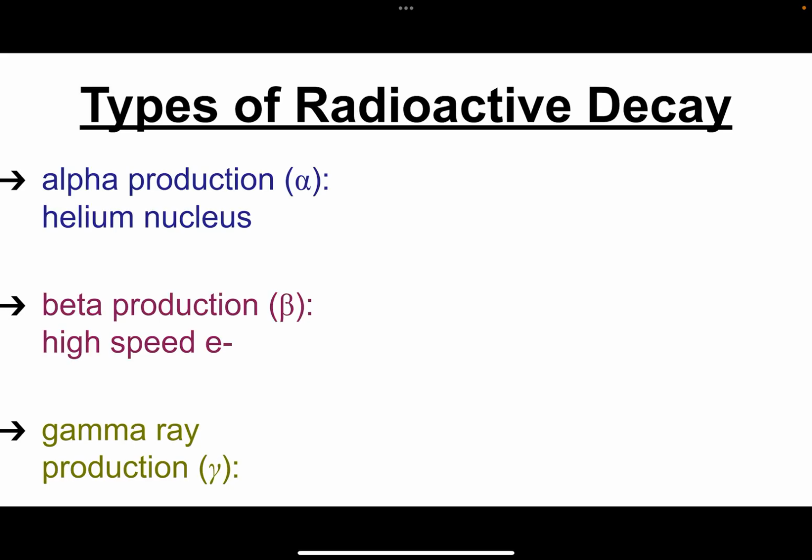Now, I am going to take you through some examples. So, we have our 3 types of radiation here, right? We're going to start with alpha. We're going to go over an example of alpha decay.